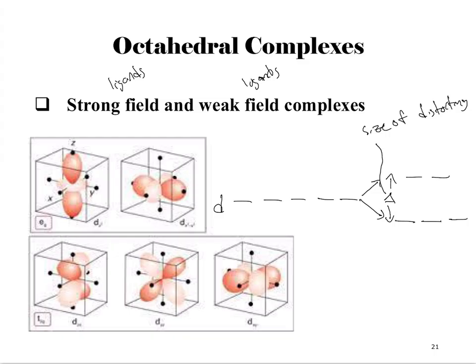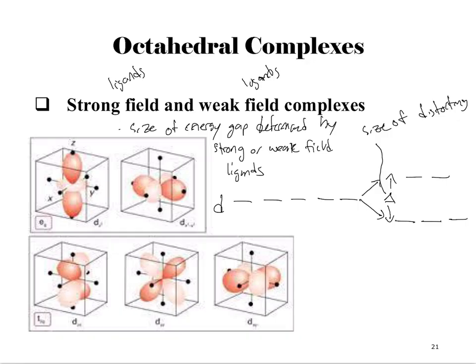Is this messing up with my energy levels? The size of the energy gap between these states determines if it's going to be a strong or a weak field complex, right? So the size of the distortion, or size of the energy gap, is determined by strong or weak field ligands. All right, so how big this splitting of the energies is determined by whether the ligand that's coming in messes with things a lot or just messes with things a little bit.